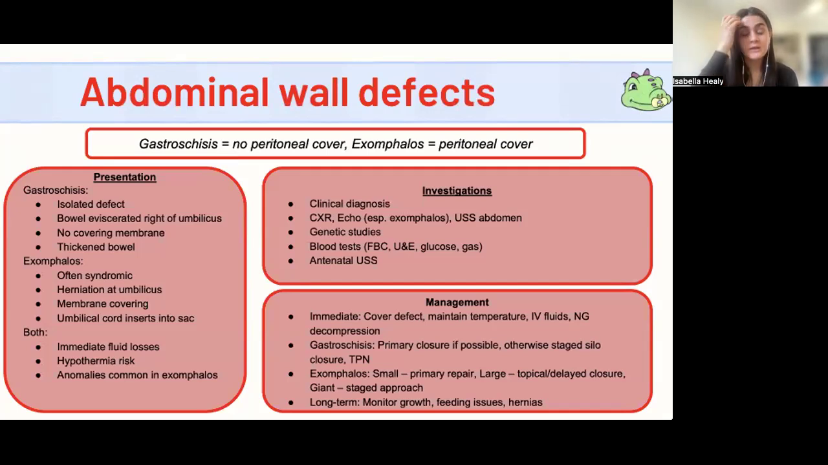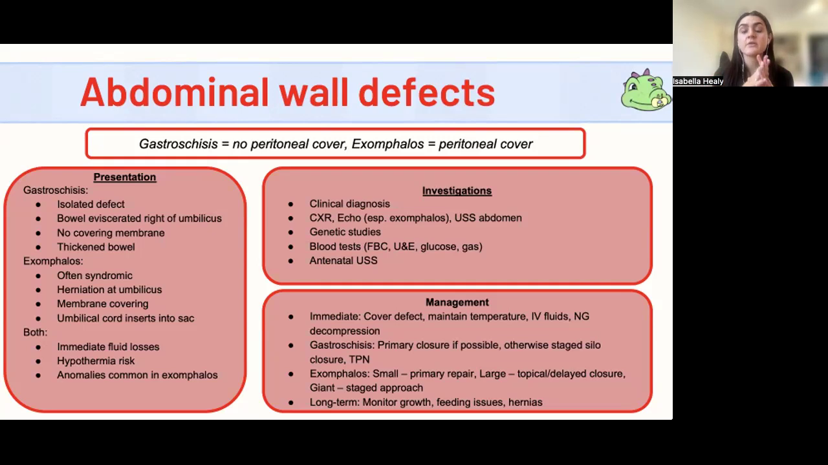So gastroschisis presents with bowel eviscerating, usually to the right of the umbilicus, but most importantly, there's no covering membrane. And the bowel can be described as thickened or matted from prolonged exposure to the amniotic fluid. Okay, exomphalos is herniation through the umbilicus, but crucially, it's covered by that membrane of amnion and peritoneum, and the umbilical cord inserts directly into the sac. Often part of a syndrome like Beckwith-Wiedemann or associated with chromosomal abnormalities, as I said.